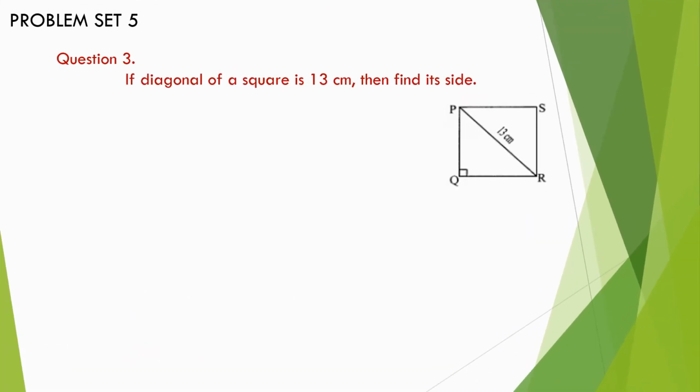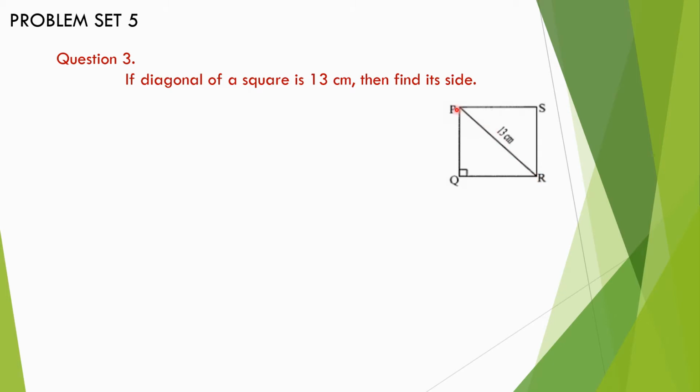Question number 3. If the diagonal of a square is 13 centimeter, find its side. Here PQRS is the square. In this question the diagonal is given, and we have to find its side. In this figure, PR is the diagonal.